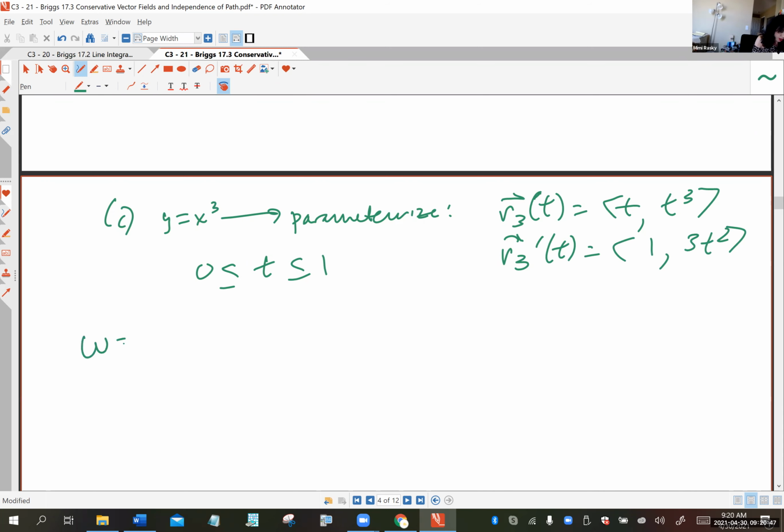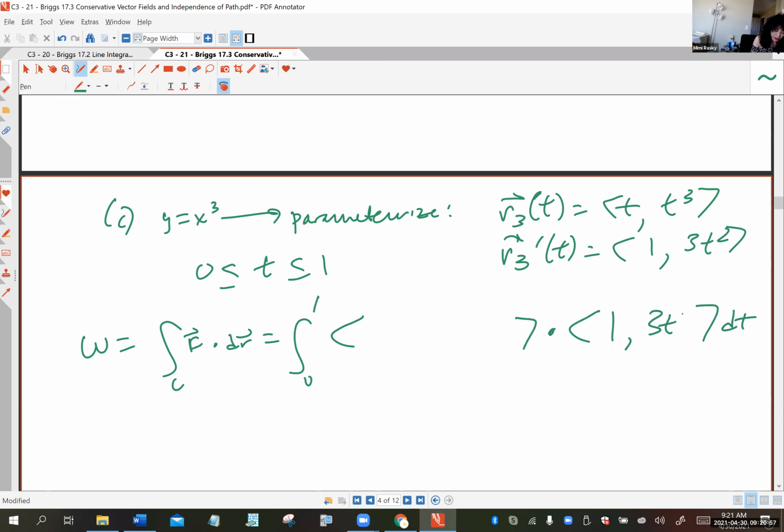Okay, so work, which is F dot dr, is going to be the regular integral going from 0 to 1. And we're going to take a dot product of the vector field with r prime. And so we have a half xy here, which is going to become a half t cubed times t, and then the other component is a quarter x squared. So that'll be a quarter t squared. Okay, so this is really 1/2 t to the 4th.